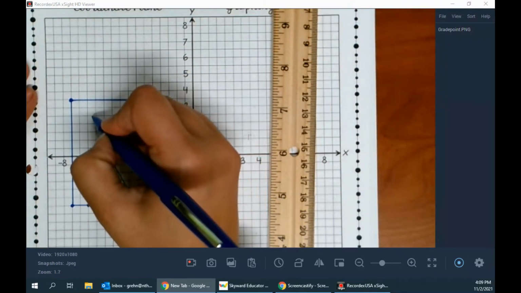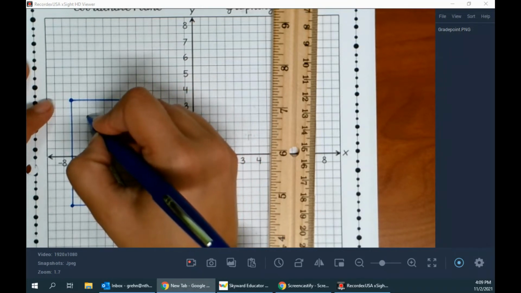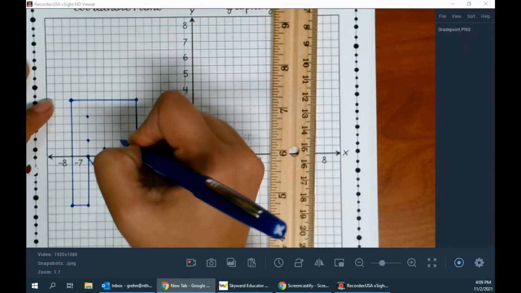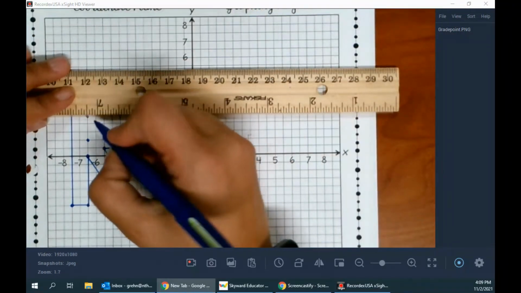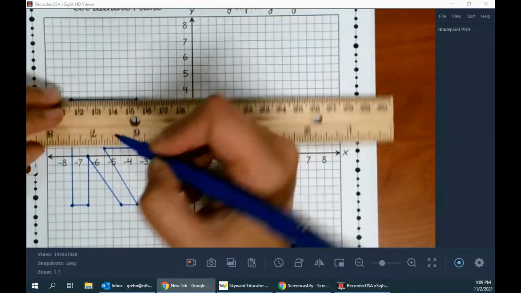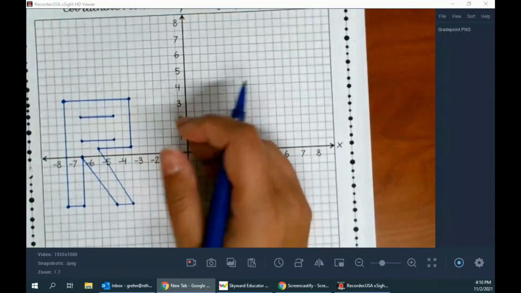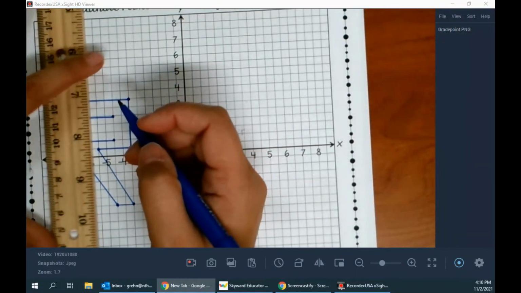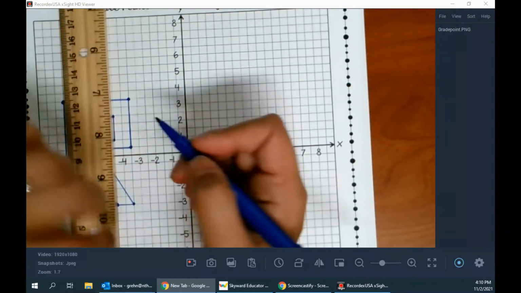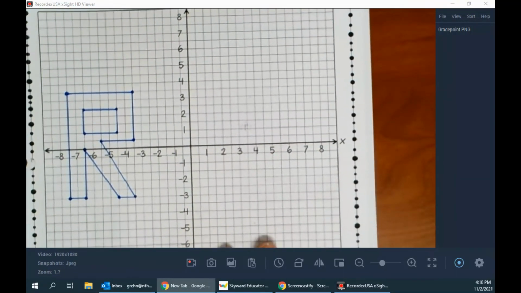All right, so I'm going to draw the middle of my R now. So let's see here. Maybe I'll do this. All right, hopefully I think this is going to look like the letter R now. Okay, so there is the first part of my picture. There's the letter R.